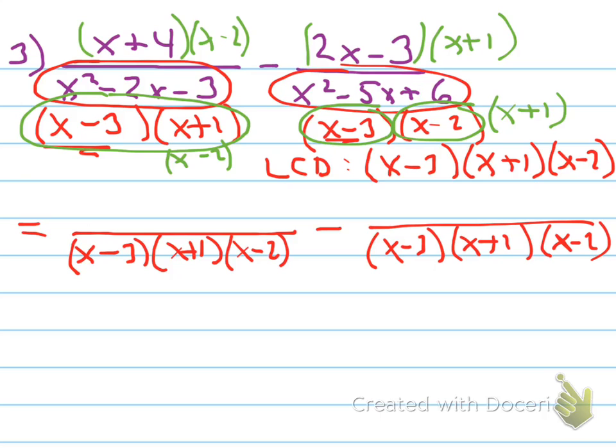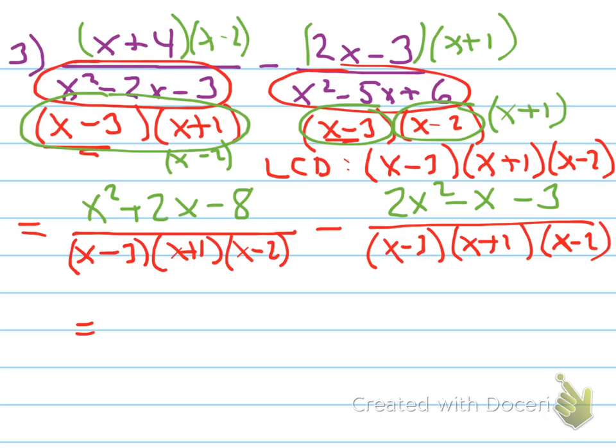Okay, so now my numerators, I have some multiplying to do here. I see when I multiply this first one, I'm going to have x squared plus 2x minus 8. And over my second fraction, I'm going to have 2x squared. And if I'm thinking ahead, I have plus 2x minus 3x, so I have minus x and then minus 3. Yeah, let's switch back to red again. All right, here we go.